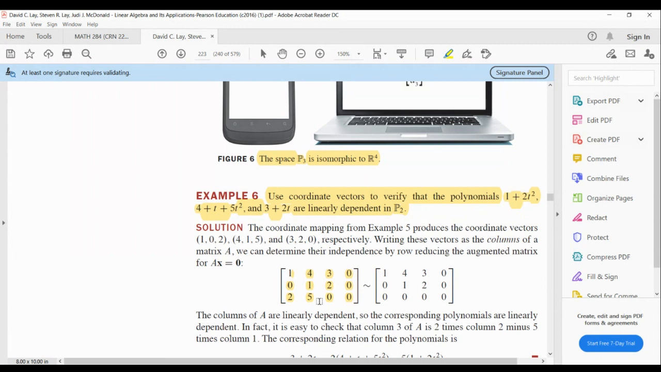And what they're doing is they're solving the system A times the vector x equals the zero vector. And we want to see if our solution is going to be trivial or non-trivial. And in this case, we have a row of zeros on the bottom. Okay, so even though we get a consistent system, is the solution going to be trivial or non-trivial?